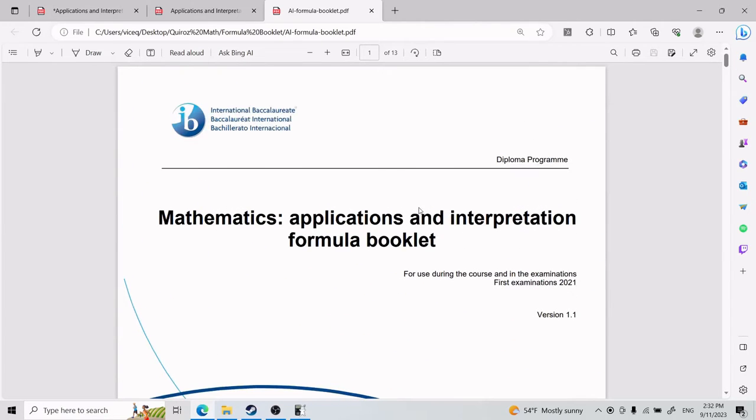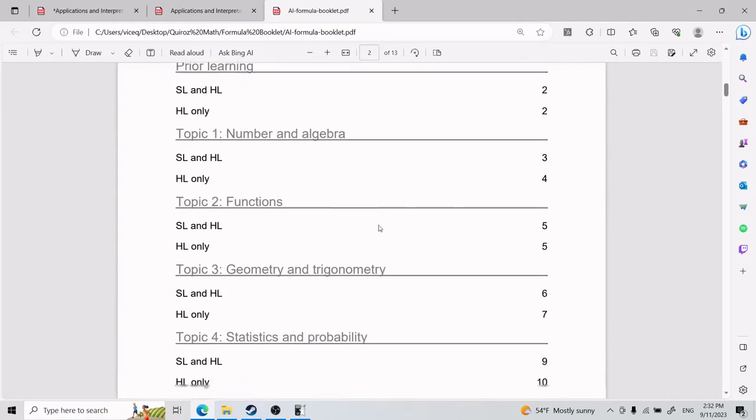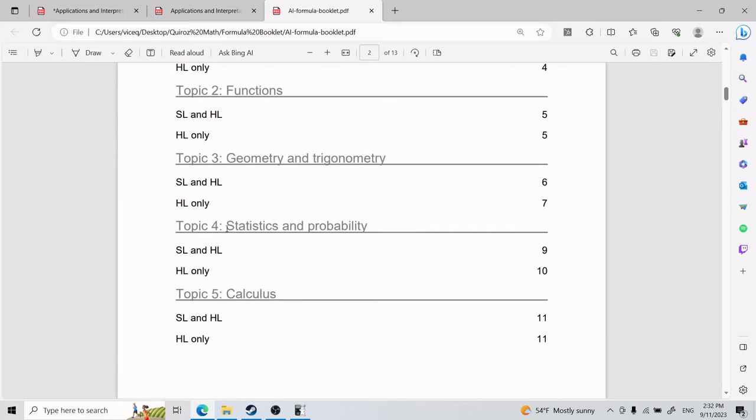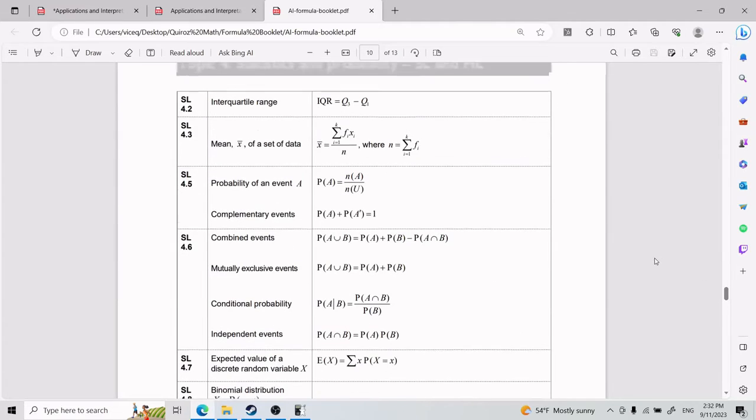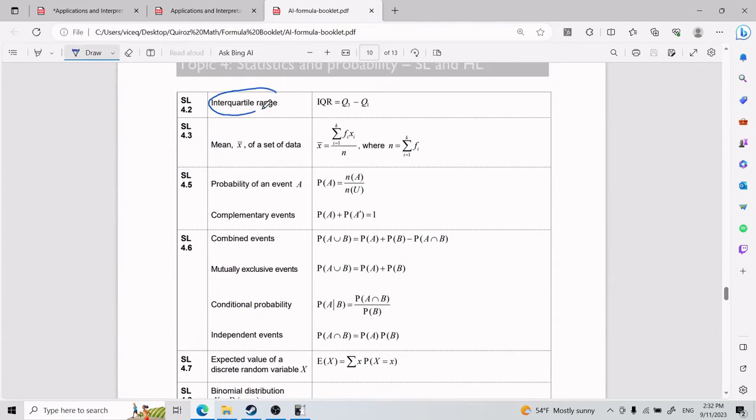By the way, the day of the test, you're walking in with your pen, your formula booklet, a graphing calculator, a whole lot of confidence, and your brain. Get familiar with the formula booklet. It's one of the tools you're going to have the day of the test. Así que we go to statistics and probability because we're in a box and whisker plot. Page 9, here it is. Boom, there it is. Interquartile range, IQR equals Q3 minus Q1.